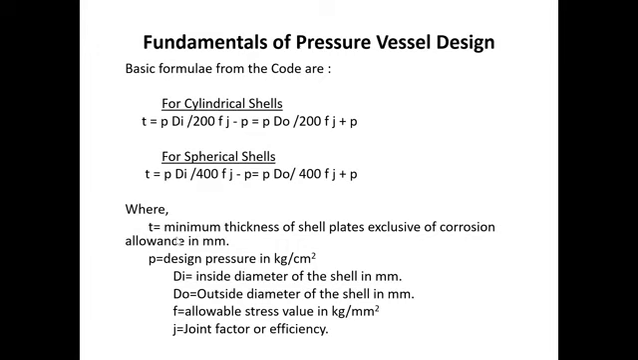So T is the minimum thickness of shell plates and P is the design pressure in kg per centimeter square. DI is the inside diameter of the shell in mm. DO is the outside diameter of the shell in mm. F is the allowable stress value in kg per mm square, and J is the joint factor or the efficiency. So this is the fundamental or basic formula for pressure vessel design.